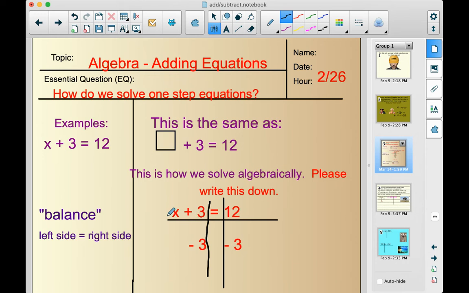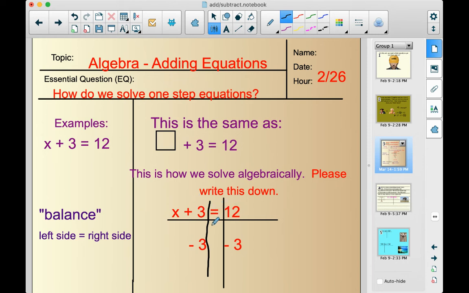Okay, and what we're going to be doing is balancing this equation. We're going to be maintaining the balance here. Now, what I mean by that is right now, this equation is in balance. The fact that we have an equal sign here, I'm saying whatever x plus 3 is, it's equal to 12. It has the same value as 12. Okay, these two things are equal to each other.